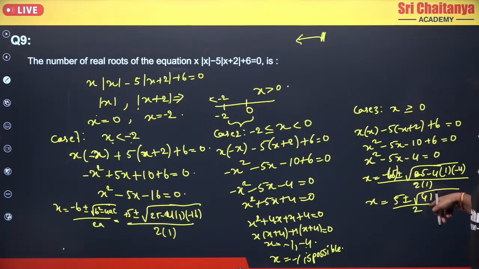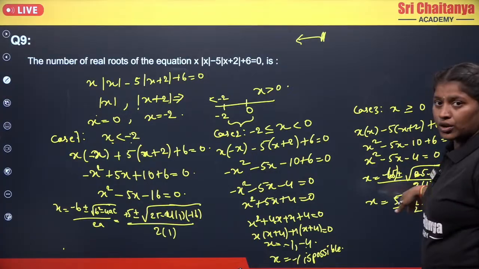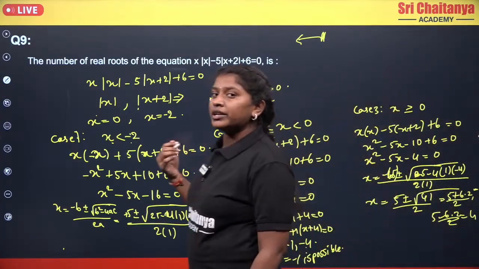Okay, so root 41 you will get something like 6 point something. So now it will become something around 6.4 by 2, and another one will become 5 minus 6 point something by 2. So if you look at here, you are going to consider whatever the root that we are having greater than 0. Okay, so from there you will get the number of the real roots.